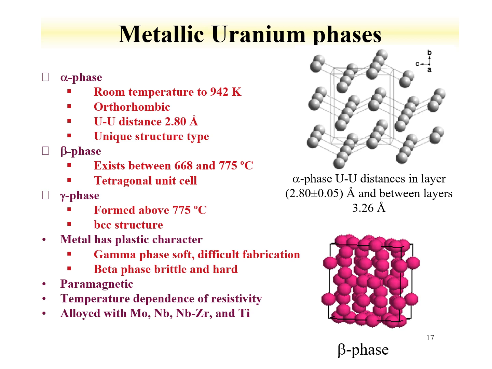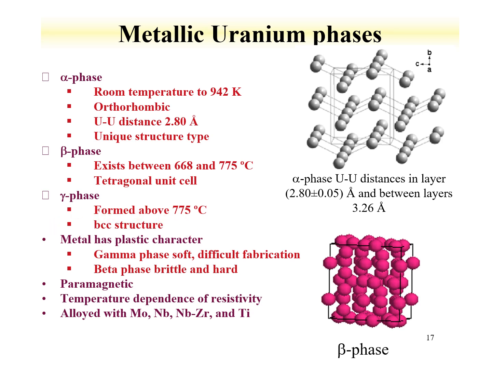So here are the different phases of uranium metal, where we have the alpha phase. It's formed from room temperature up to about 600 degrees. The structure is orthorhombic, and the uranium distances are around 2.8 angstroms. This is what the structure looks like. The beta phase exists in a relatively narrow temperature range, with a tetragonal unit cell, shown here. And the gamma phase is formed above 775 degrees, and that has a BCC, body-centered cubic structure.